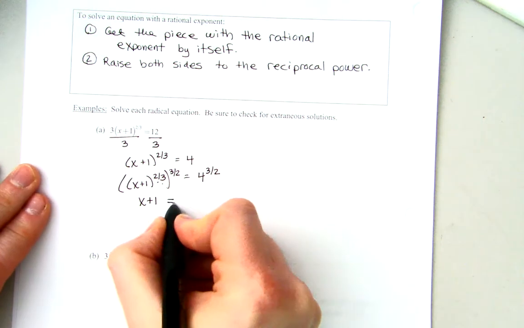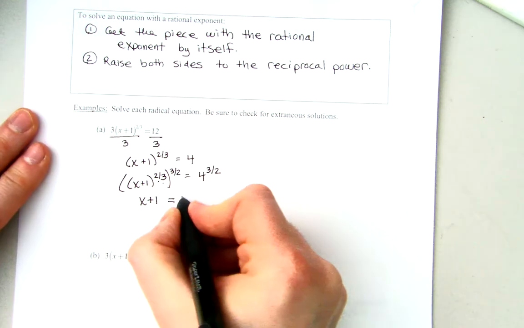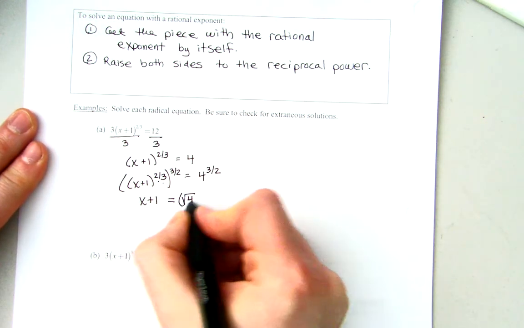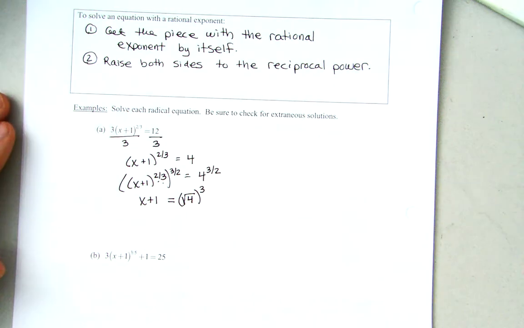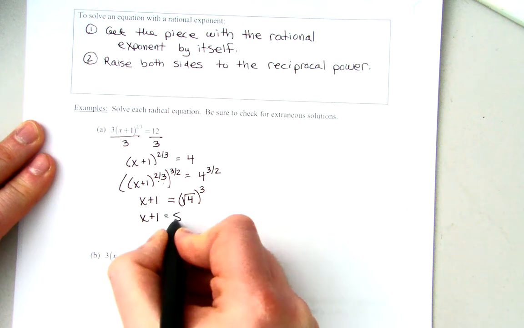On the other side, we need to do the problem 4 to the 3/2. Square root of 4, and when you're done, do what to it? Cube it. Let me write that down. I'm doing the square root of 4, and then I'm going to cube it. So what is it? It's 8. You're going to get x plus 1 equals 8.